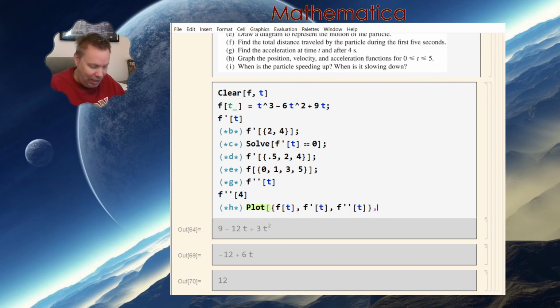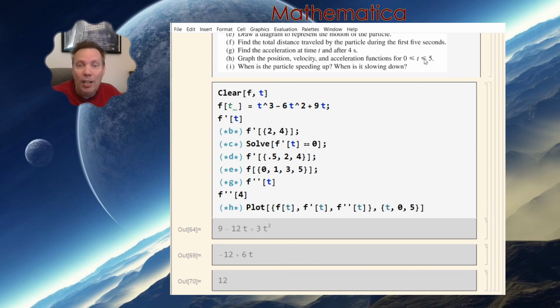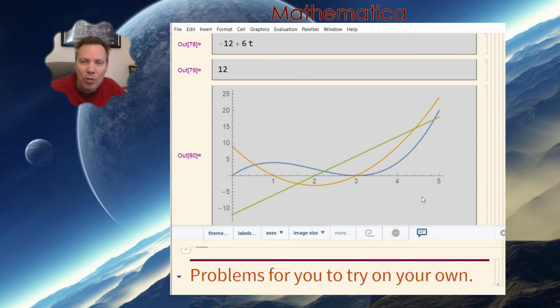I still need to tell Mathematica the plotting domain. And in this plotting domain, it's 0 to 5 because that was given in the problem. It says it right up here, 0 to 5. I'm going to Shift Enter. Let's scroll a little bit. And now I have a little bit of an issue with which is which.